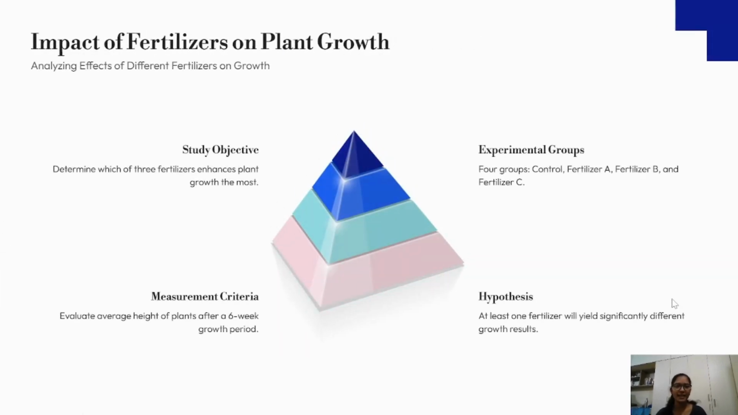Impact of fertilizers on plant growth. Determine which of three fertilizers enhances plant growth the most. Four groups: control, fertilizer A, fertilizer B, and fertilizer C. Measurement criteria include evaluating the average height of plants after a 6-week growth period. In the hypothesis, at least one fertilizer will yield significantly different growth results.